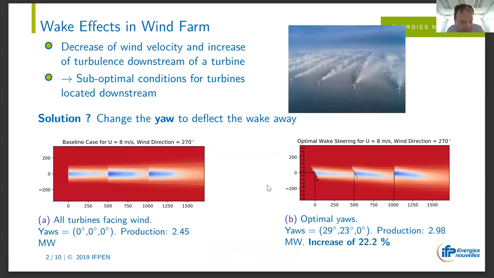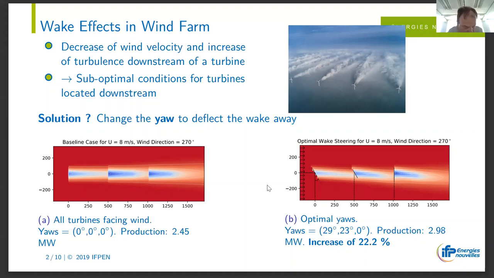So a wind turbine extracts energy from the wind to produce electricity. You might think that the best way to maximize the turbine output is to make sure that it is facing the wind. And that is true, but as soon as you start working on wind farms where you have many turbines operating on the same field, you become vulnerable to what we call the wake effect. That is, the velocity of the wind decreases and its turbulence increases behind a turbine, which creates suboptimal conditions for all the turbines located downstream.